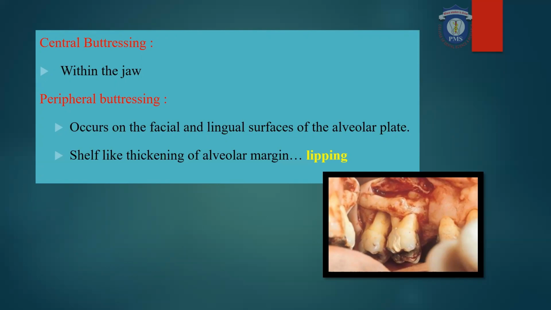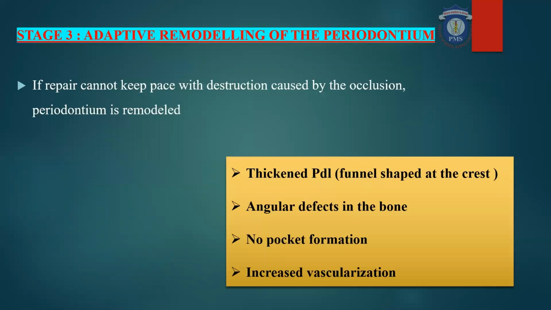So that is what is happening in stage 2, or repair stage. The next stage of tissue response is categorized as stage 3, or adaptive remodeling of the periodontium. In this stage, there is an imbalance in the equilibrium between the injury stage and the repair stage. That means if the repair cannot keep pace with the destruction caused by the occlusion, then the periodontium itself will get remodeled to adapt to that occlusion.